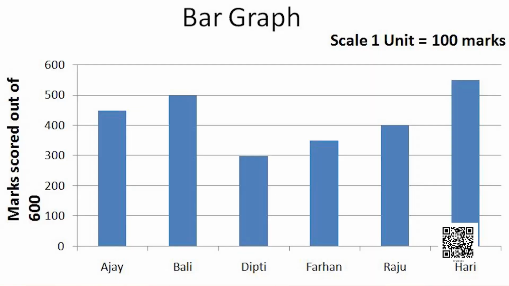So in this graph, what do you observe? I see Hari has scored maximum marks and Dipti has scored the least marks. Okay, any other observation? We can find out that the difference between the marks of Ajay and Bali is around 50 marks, right? So looking at the graph only you can give the answers. So this is called a bar graph.